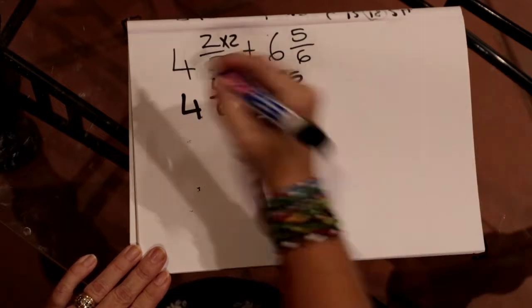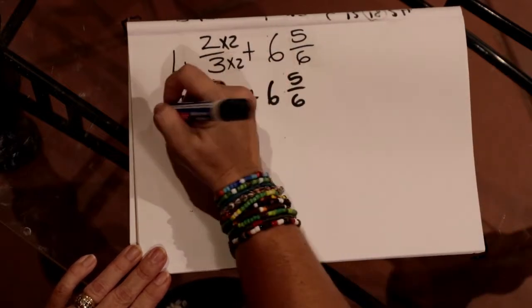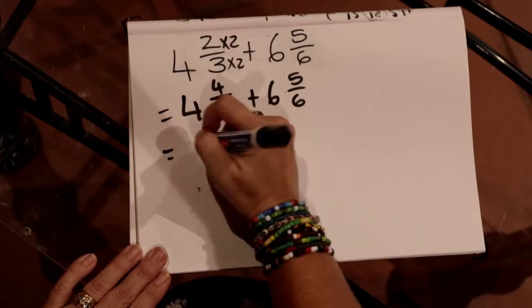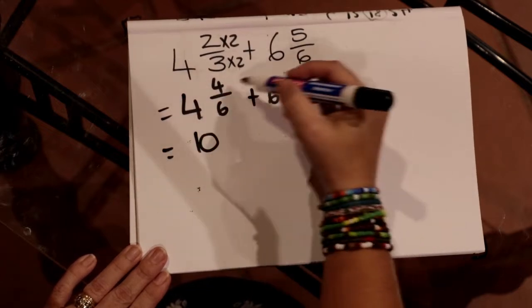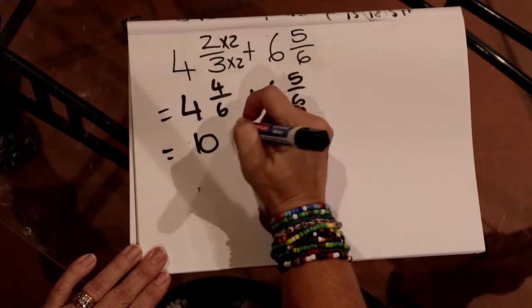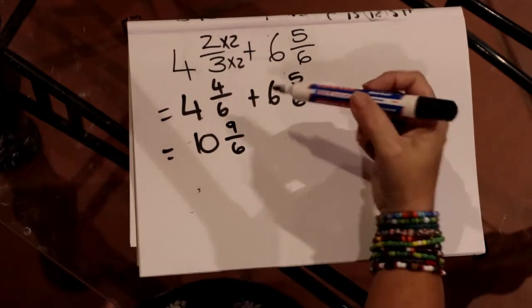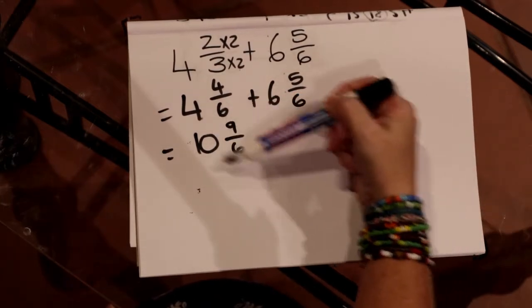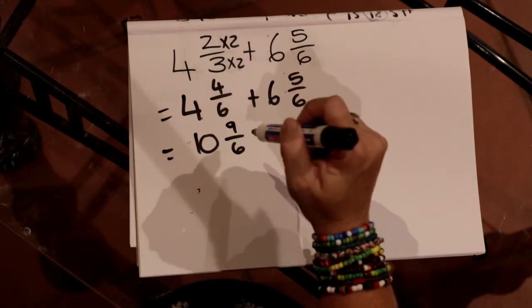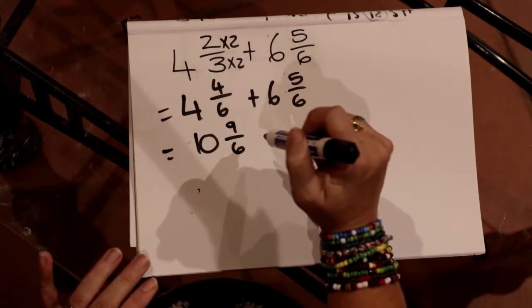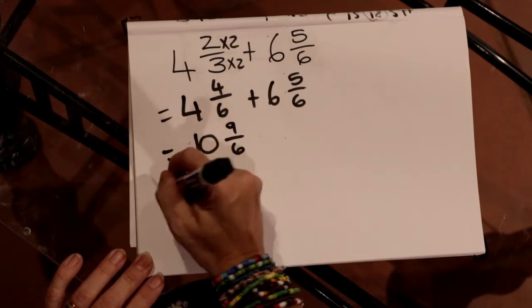Then I can go and add my two whole numbers. 4 plus 6 equals 10. And then I can go and add my numerators. 4 plus 5 equals 9. The problem is that I cannot leave it like that, because that is an improper fraction. And all improper fractions have to be changed to mixed numbers.